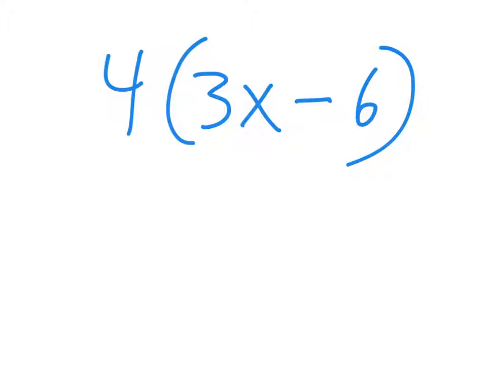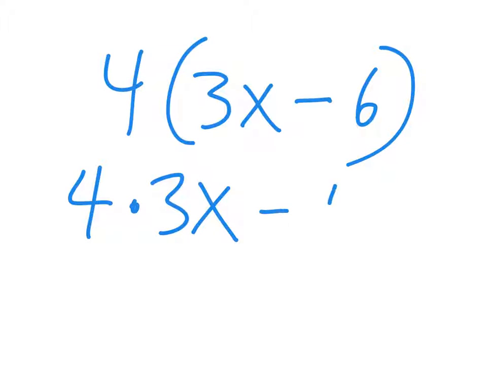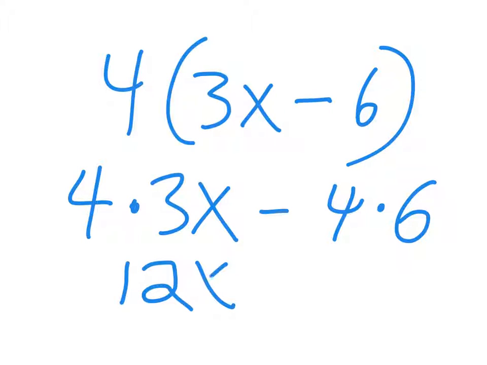So how do we do this? Exactly the same way. Now you'll get good enough at this that you're not even going to have to write these things down. You'll just kind of do this part in your head. But just to emphasize what we're doing, 4 times 3x, hopefully in the previous video where we talked about multiplying terms, you know that 4 times 3 is 12, so 4 times 3x is just 12x. And 4 times 6 is 24.